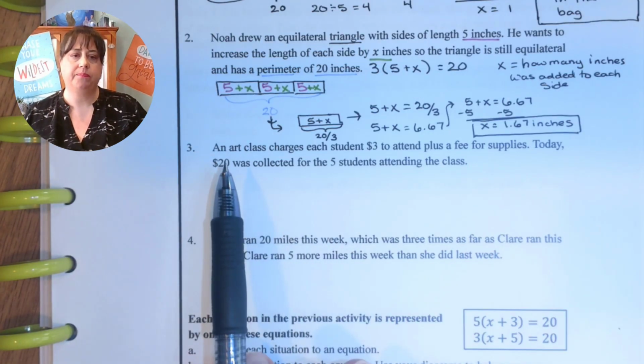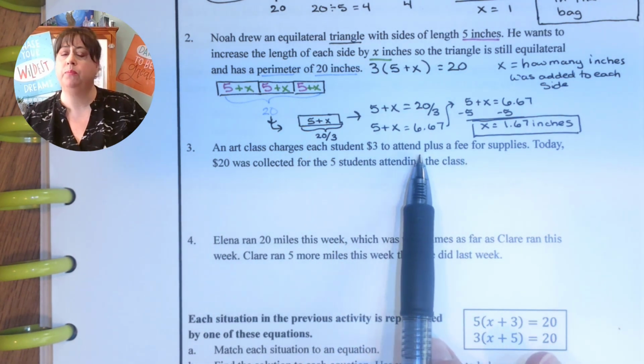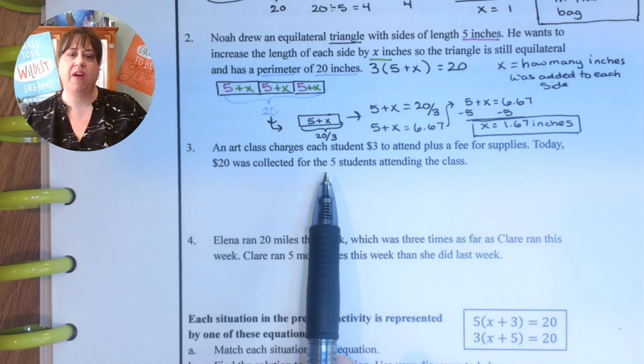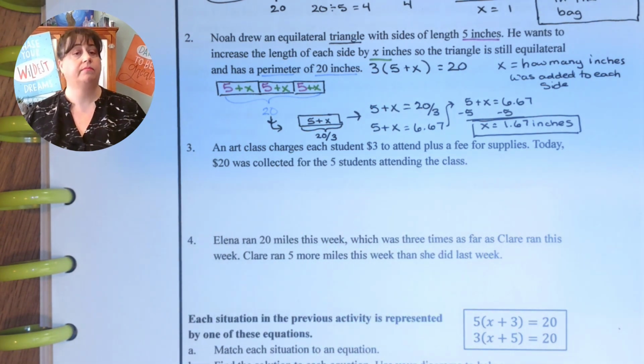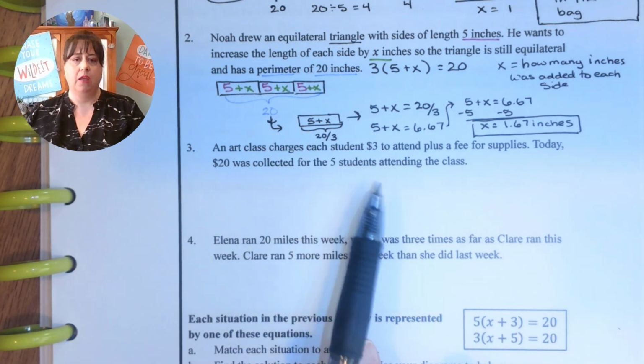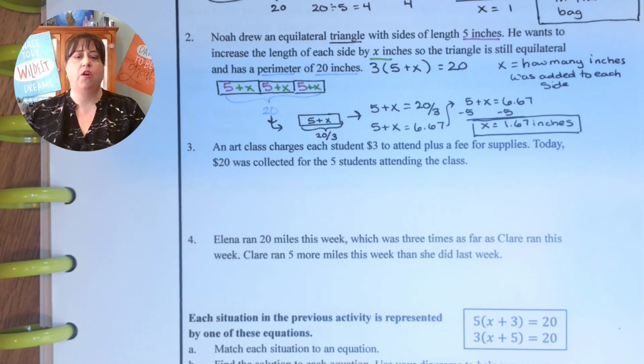Okay, number 3. An art class charges each student $3 to attend, plus a fee for supplies. Today, $20 was collected for the 5 students attending class. This time they didn't tell us what a variable was. In fact, they're kind of leaving this out in the open. Do we even know what we want to figure out? Well, we know how many students were there. We know how much it cost per student, and we know how much was collected. So the only thing we don't know is the fees.